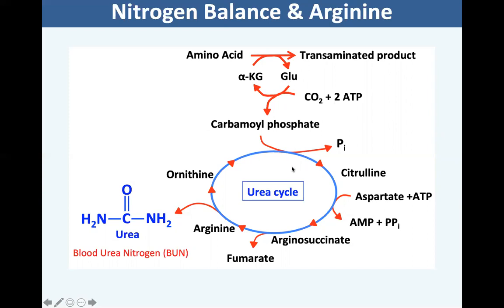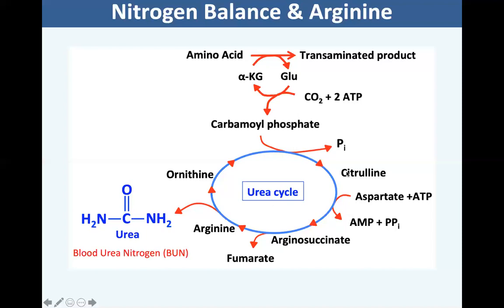So blood urea nitrogen is a function of excess nitrogen that was transaminated and loaded onto glutamate. The other thing about the urea cycle, besides the fact it's only performed in the liver, is that you actually make arginine. We know arginine is in proteins. We know arginine is a nitric oxide precursor. It provides the material for that.